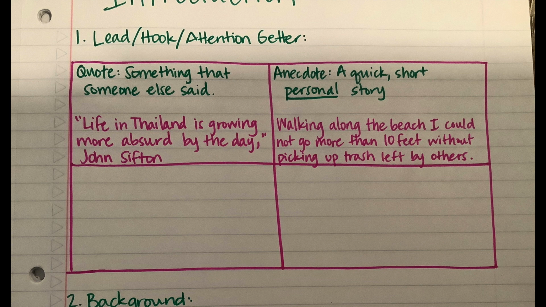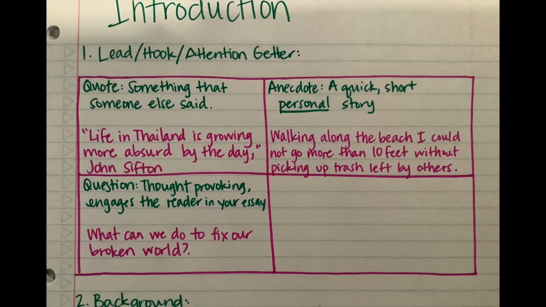about in our articles. A third way that you can begin an introduction is by asking your readers a question. This question should be thought-provoking. It should be something that engages your reader in your essay. It should be something that does not have a yes or a no answer. An example you can jot down in your notebook is, "What can we do to fix our broken world?"